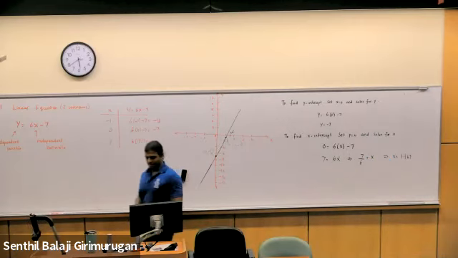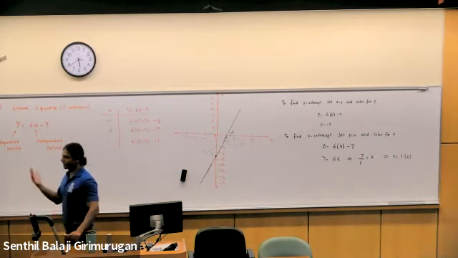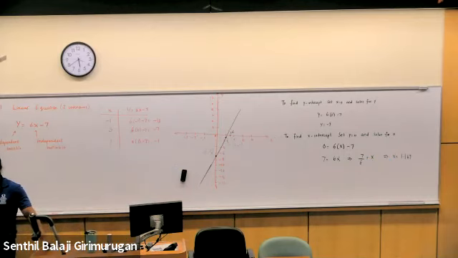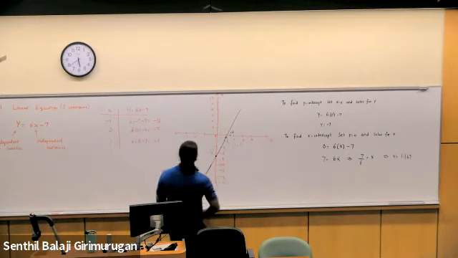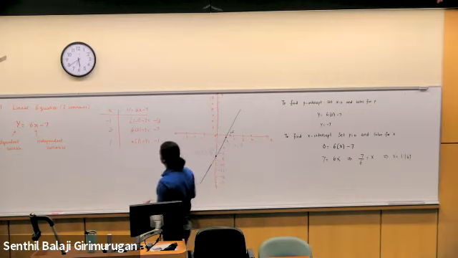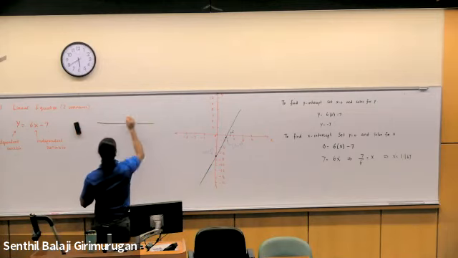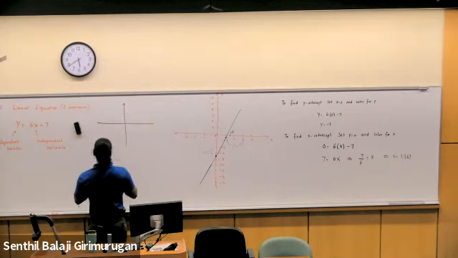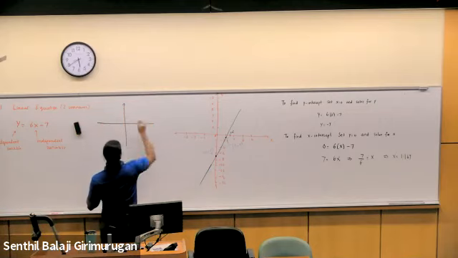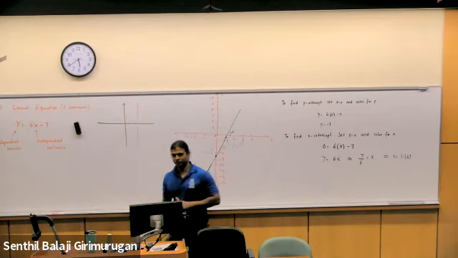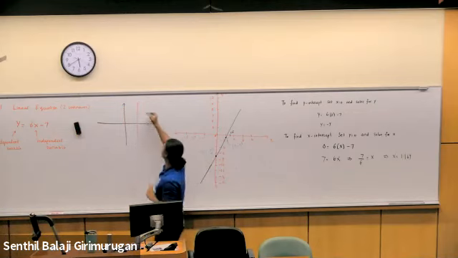Of course, is it possible for a line to not have a y-intercept? Not having a y-intercept. Straight line, vertical line, right? So if we simply drew a vertical line, that does not have a y-intercept.